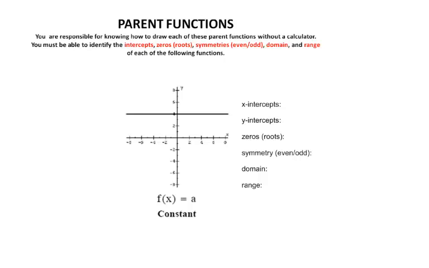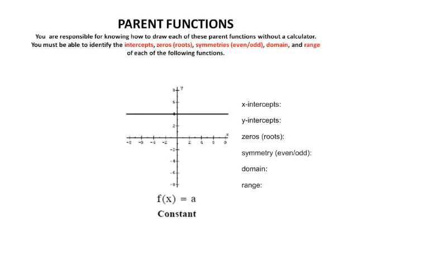You have to be able to identify where their intercepts are, where their zeros or their roots are, whether they have any symmetries, even or odd symmetry, or no symmetry whatsoever. You must automatically know all X values or input values that are in the domain and also in the range of these parent functions. So let's talk about the constant parent function.